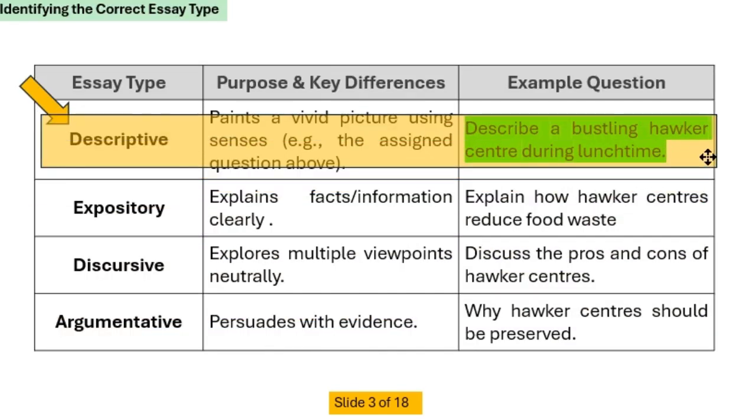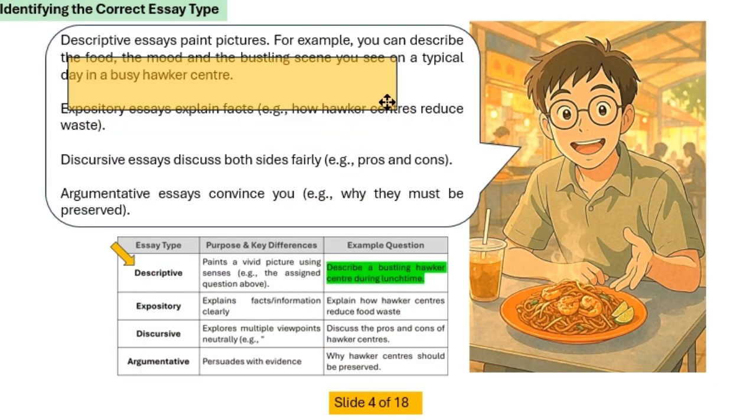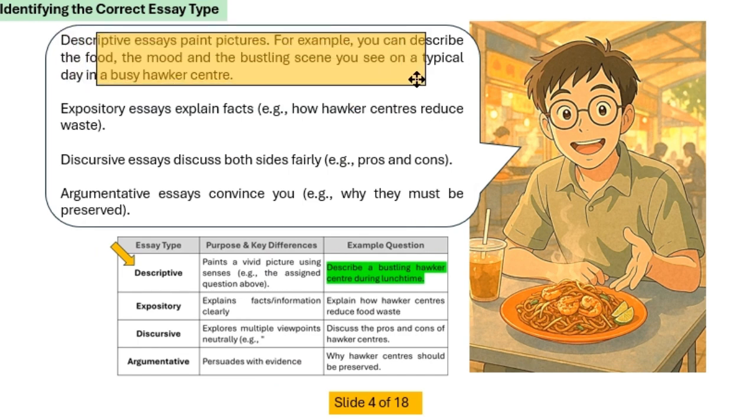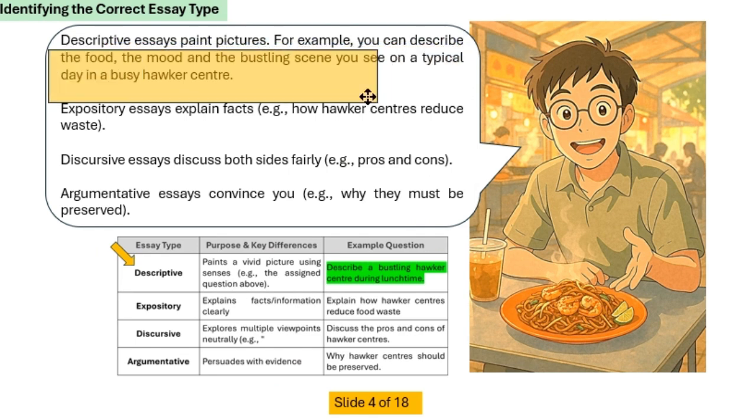The question, describe a bustling hawker center during lunchtime, is a descriptive essay type. We are painting a vivid picture of the hawker center using our senses, as well as the application of literary devices. Take note, descriptive essays paint pictures. For example, in this question, you can describe the food, the mood, and the bustling scene you see on a typical day in a busy hawker center.